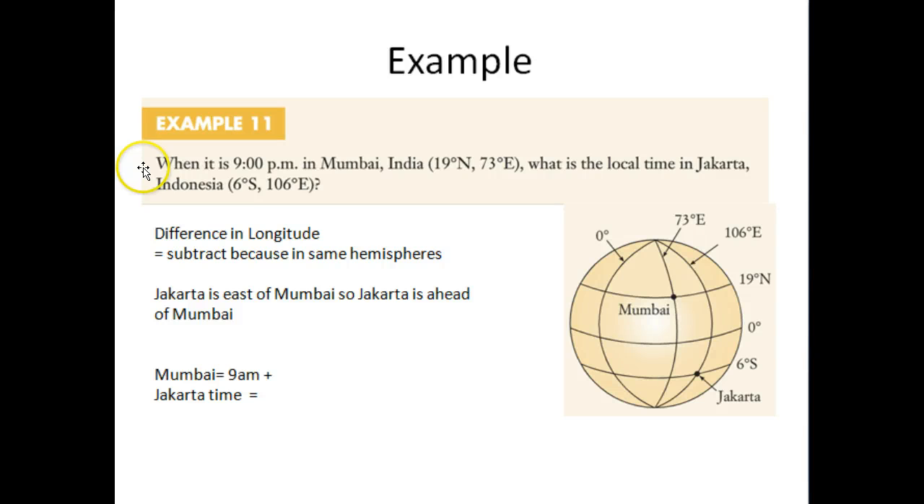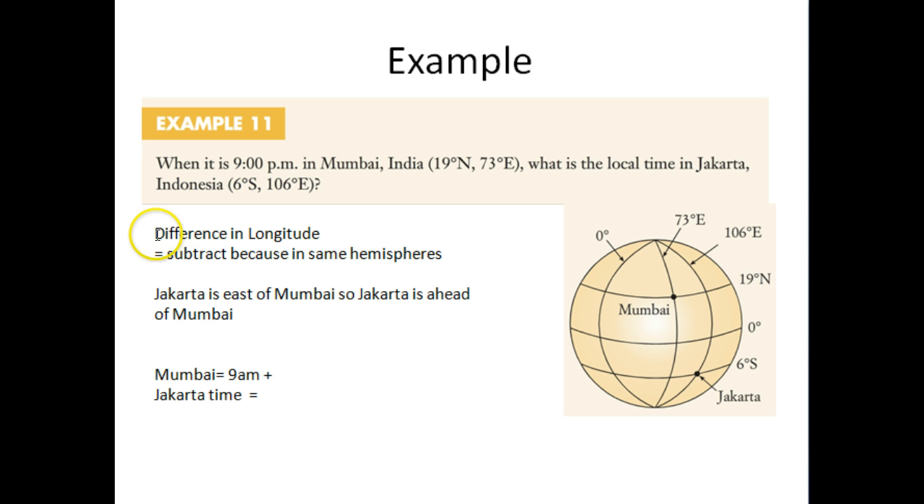When it is 9 p.m. in Mumbai, India, at 19 degrees north and 73 degrees east, what is the local time in Jakarta, Indonesia, at 6 degrees south and 106 degrees east? When we're finding time differences, we're only concerned with longitude. So we're only concerned with 73 degrees east and 106 degrees east. We just ignore the whole north and south part.